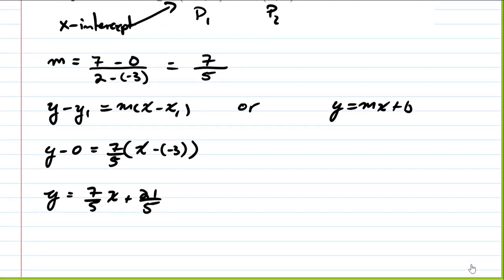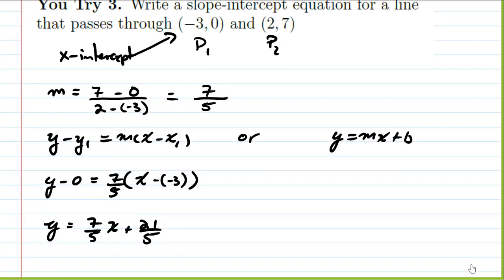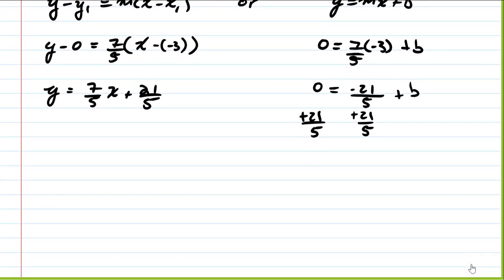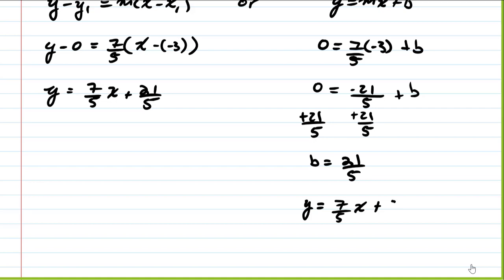Or in our other equation, we would do the same thing, and it doesn't matter which point we use. We would have 0 is equal to 7 over 5 times negative 3 plus b, which would give us 0 equals negative 21 over 5 plus b. So we add 21 over 5 to both sides, yielding b equals 21 over 5. So y equals 7 over 5 x plus 21 over 5 again, and we get the same equation once again, either way that we resolve that.